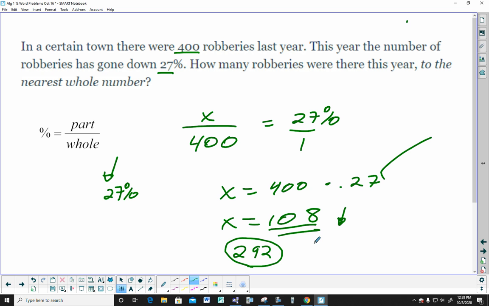Okay? All right. Now, not trying to confuse it, but if you've had that much decrease, 100% minus 27% gives you, what would that be, 73% left? If you multiplied 400 by 0.73, you'd get 292 because that's how much is left. You wouldn't have to do this subtraction thing. Okay?